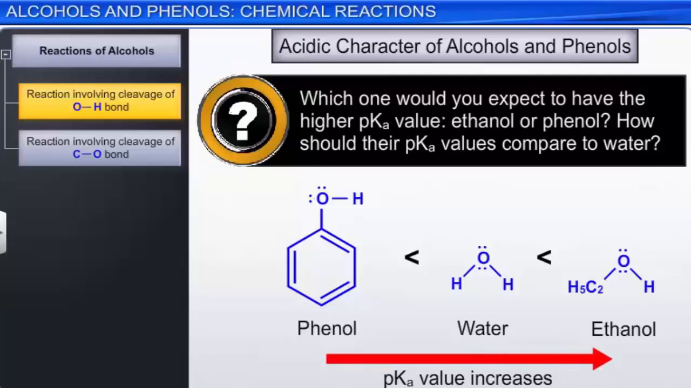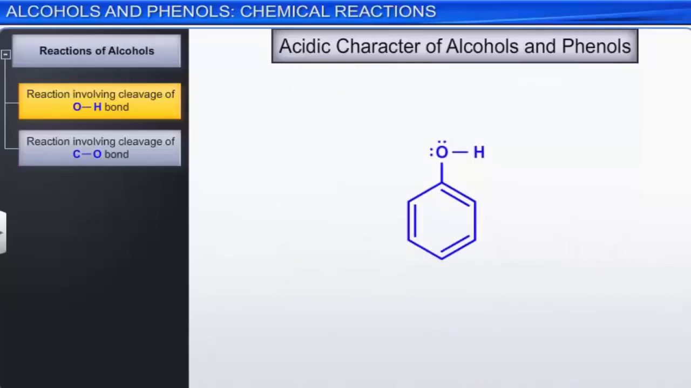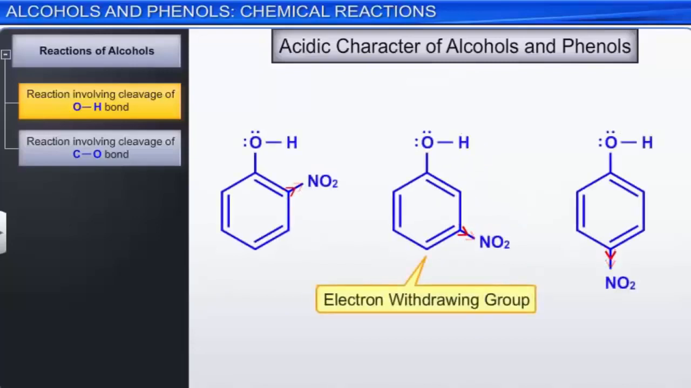You can confirm your reasoning by comparing the actual pKa values. As expected, phenol has the lowest pKa and ethanol the highest. Substitutions on the benzene ring of phenol can alter phenol acidity. The presence of electron withdrawing groups, such as the nitro group, make phenols more acidic.